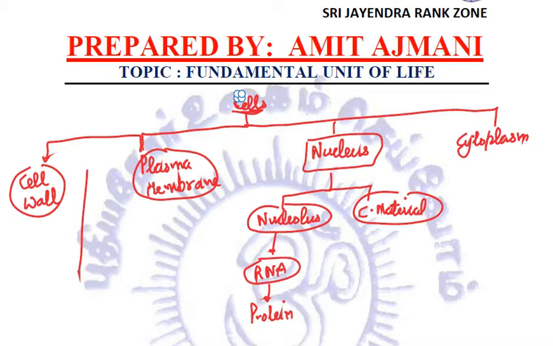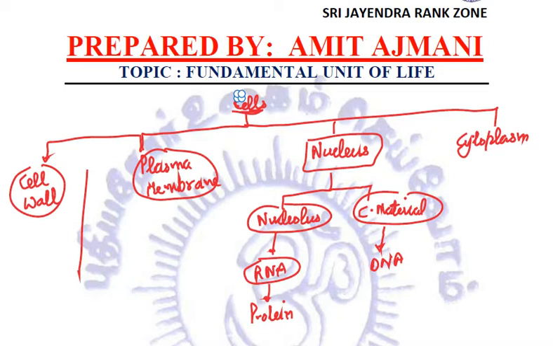This chromatin material further is composed of DNA, that is deoxyribonucleic acid. The segments of DNA are called genes, and this DNA and proteins carry and store all the information which is required to replicate a cell.